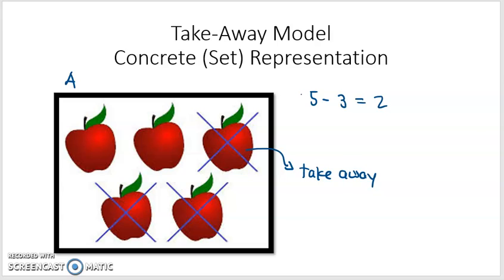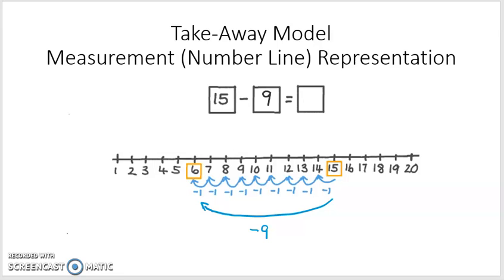A second representation of the takeaway model is using a number line. It's called a measurement representation, but it's a number line representation. And this is a transition for children because we're not referring to concrete objects anymore, but numbers are things that exist on a number line.